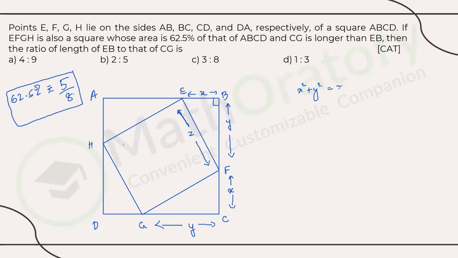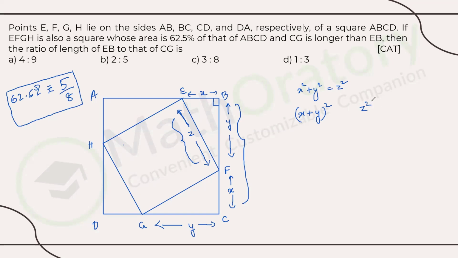Right, simple Pythagoras here. Also, the relation that is given to us: ABCD has the side x plus y, and EFGH has the side z, right? So the area of ABCD is (x plus y) whole square, and the area of EFGH is z square, isn't it?